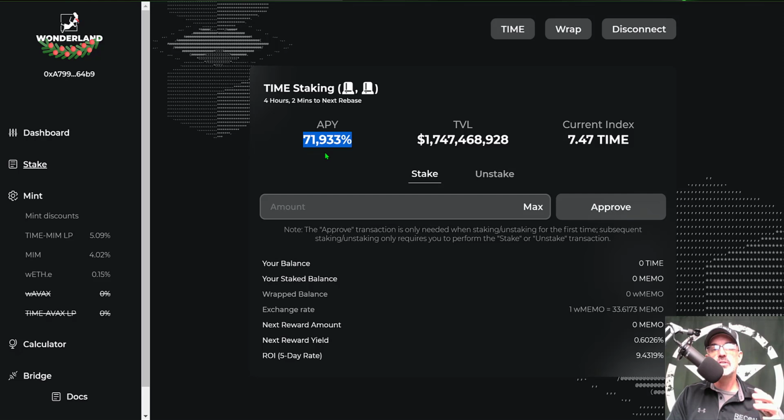You can see the APY is currently almost 72,000%. That's insane. Now, I will be doing an update video in the near future to see how this is actually working, so now would be a good time to hit that subscribe button. But before we actually stake this, let's jump over to the calculator that they offer so we can look at some of the figures we might expect to earn over a variety of different time frames.